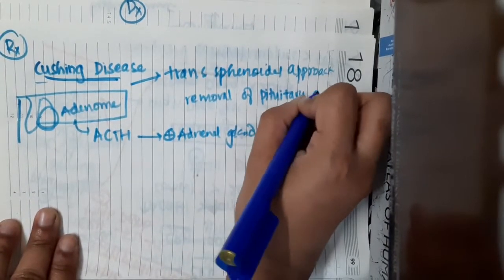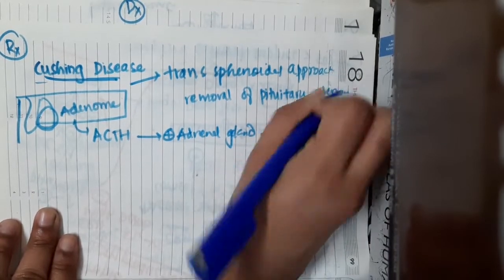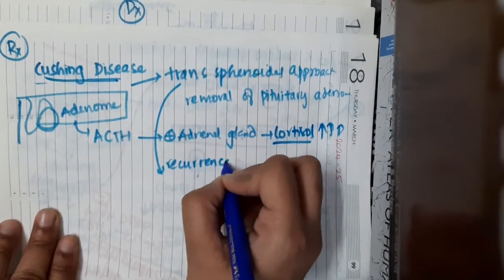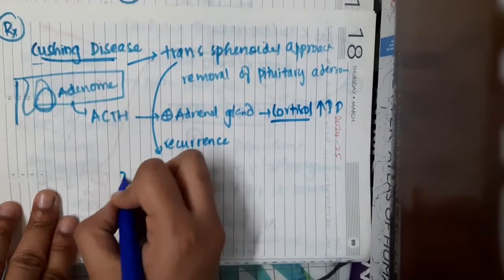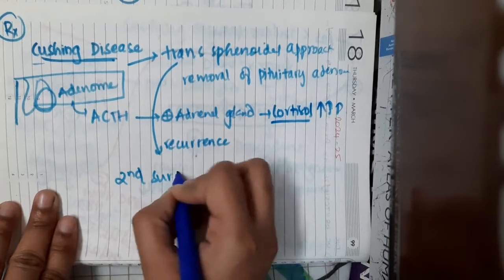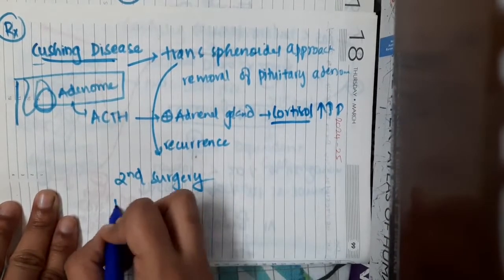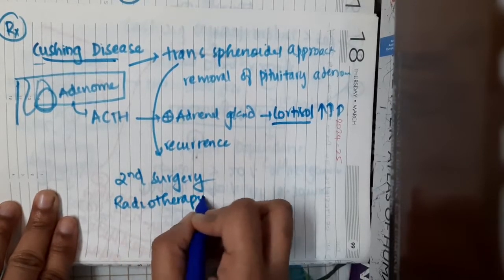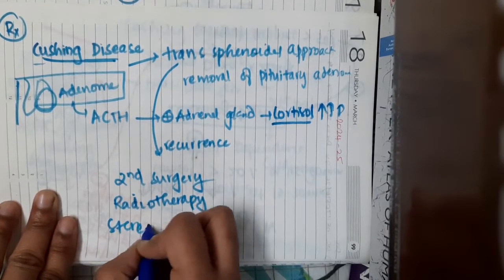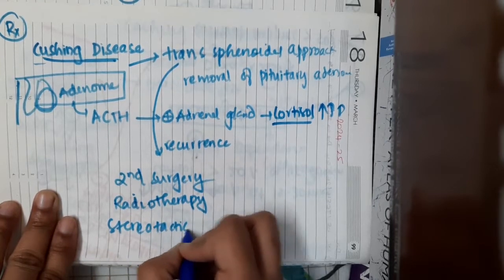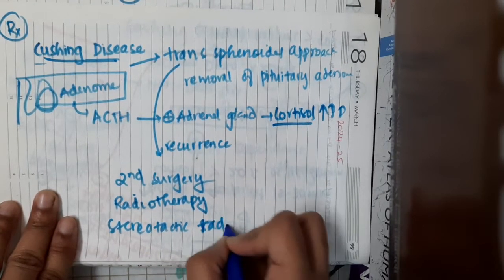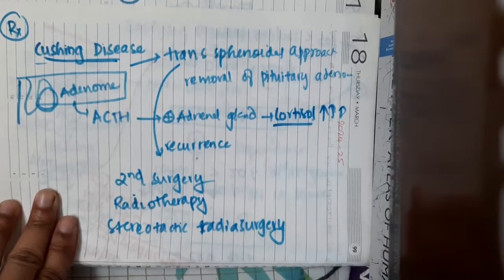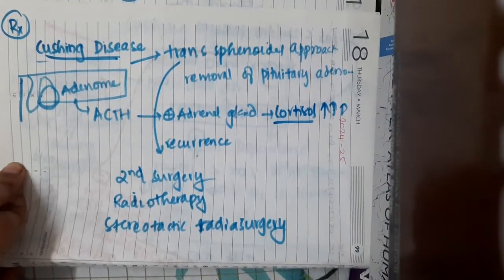But sometimes there can be chances of recurrence of this adenoma. If recurrence occurs, then you can either do a second surgery or radiotherapy, or stereotactic radiosurgery can also be done in these patients with pituitary adenoma resulting in Cushing's disease.